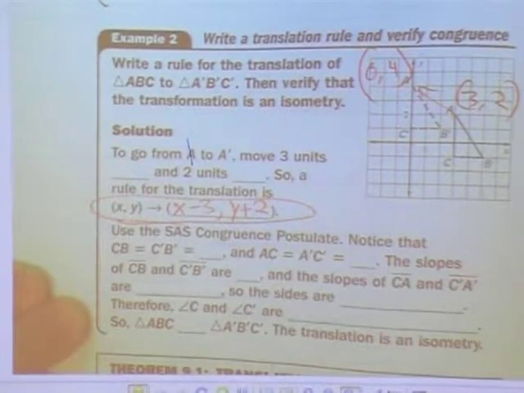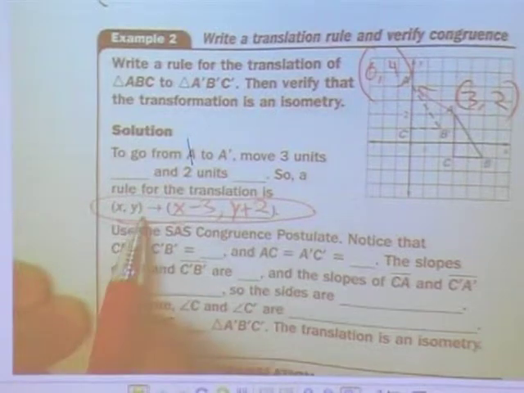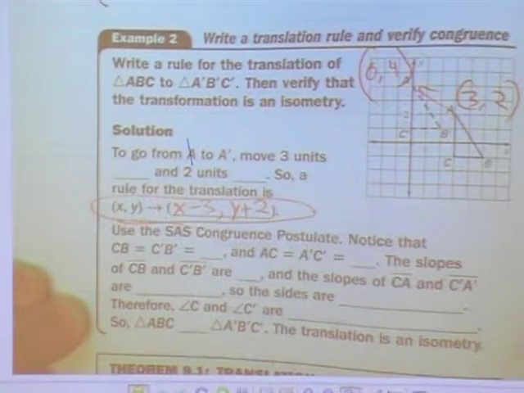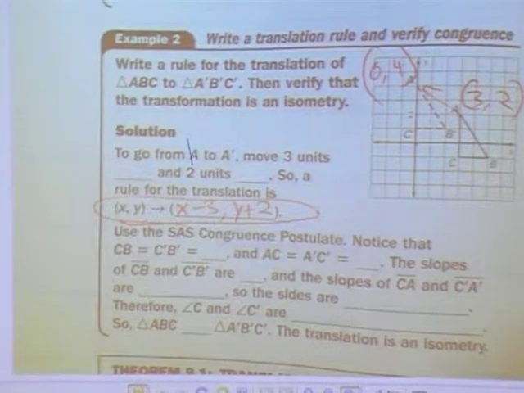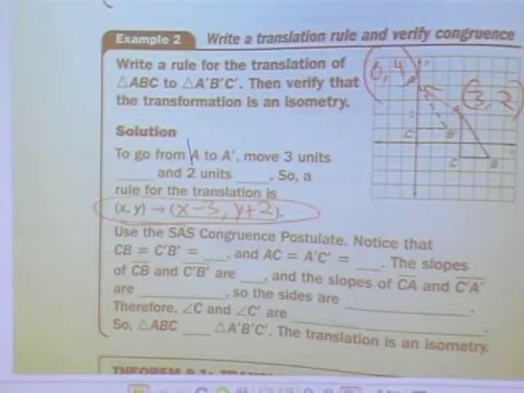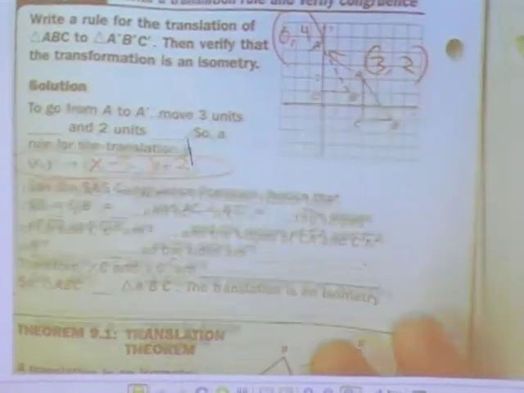Anybody confused about how to write a rule? It should look just like this. Got it? All right, we've done this before. This isn't anything crazy, okay?